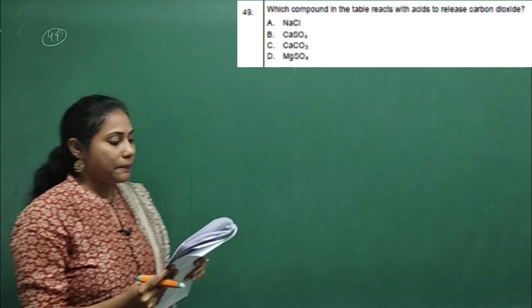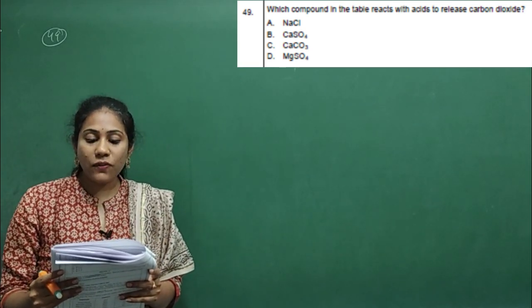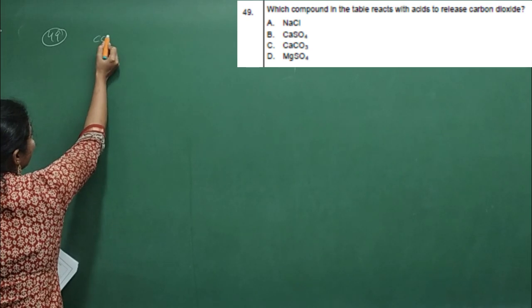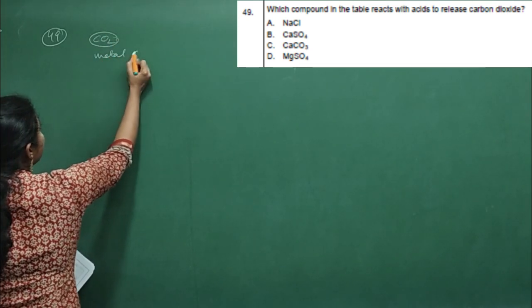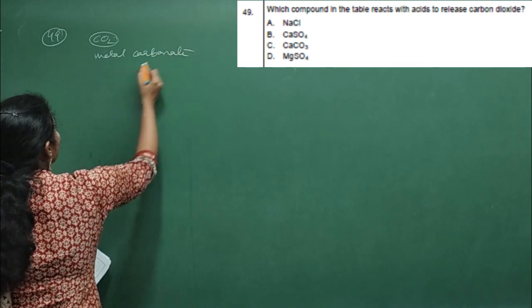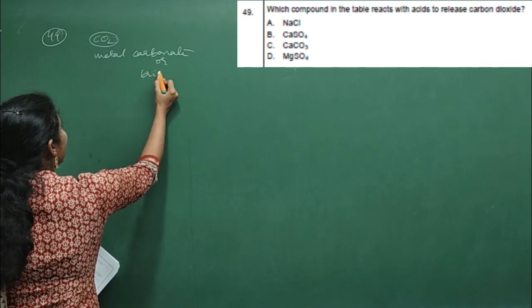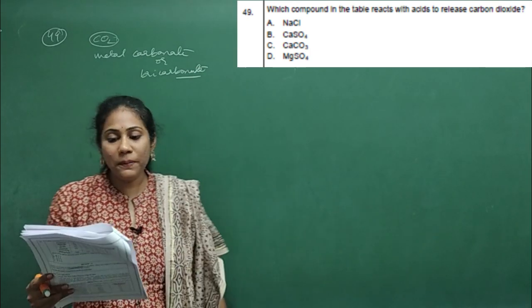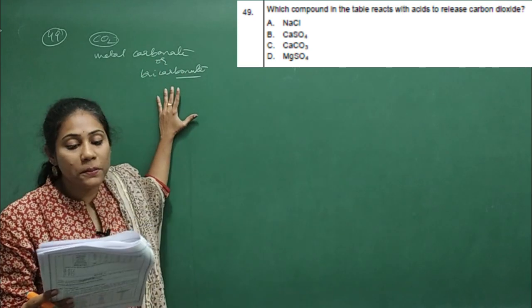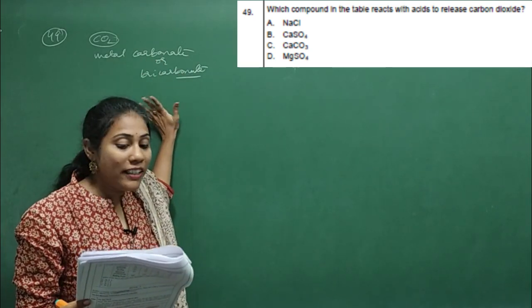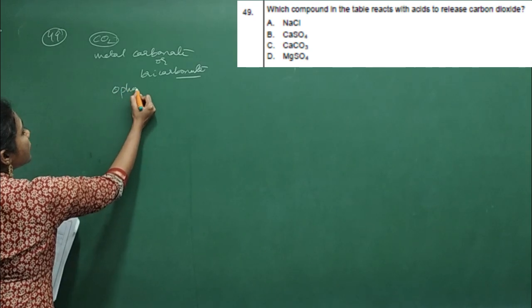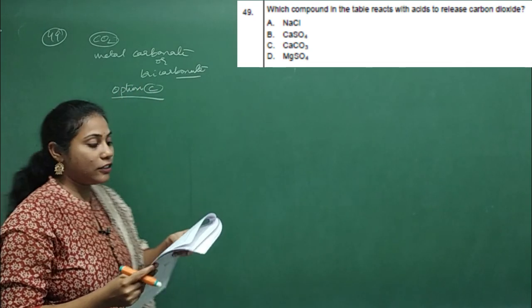See question number 49. Which compound in the table reacts with acids to release carbon dioxide? Can you tell me which one can react with acids to give carbon dioxide? It has to be a metal carbonate or bicarbonate. So from the given options, can you check which can be the correct option? Which is a metal carbonate or bicarbonate in the options? NaCl? No. Calcium sulfate? No. Calcium carbonate? Yes, it's a carbonate, right? So option C is correct for the 49th question.